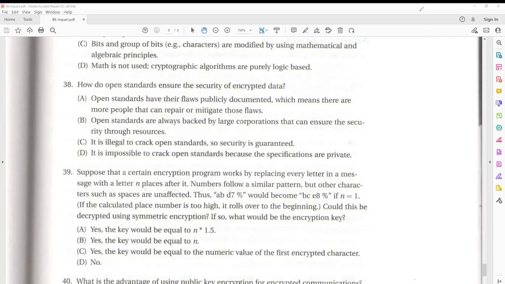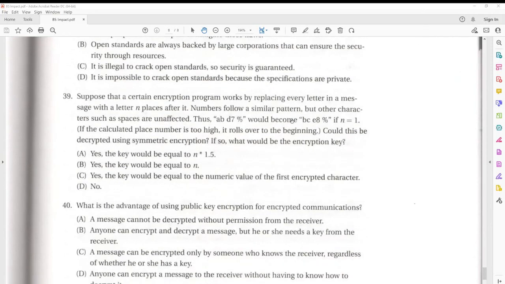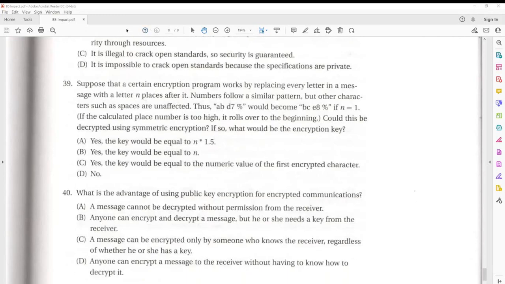Question 39: Suppose a certain encryption program works by replacing every letter in a message. Something like that. Could this be decrypted using symmetric encryption? If so, what would be the key?